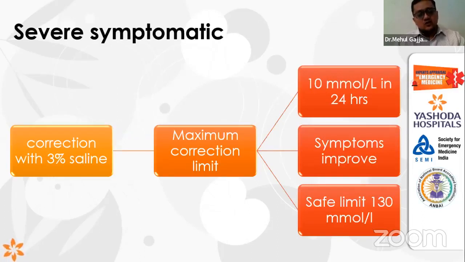Like if you have given a bolus of 3% NaCl and symptoms have improved, you have to correct up to that limit. The safe limit, like if you have achieved a serum sodium level of 130 millimole per liter, then you have to stop the 3% saline.